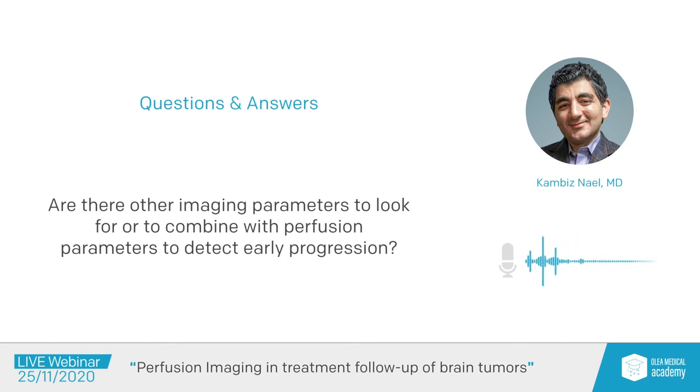What I show you was basically our experience using two perfusion techniques, DSC and DCE, combined together. And that is our bread and butter brain tumor work, that everyone gets. But there are some specific cases where we may add spectroscopy. There are some cases where we ask for PET to resolve the problem that we have. But this is the bread and butter protocol that I discussed that we use in our practice.